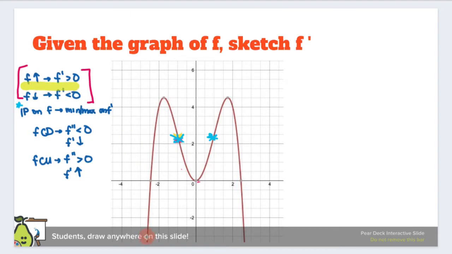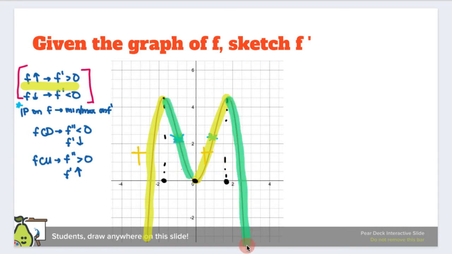I see that f is increasing from here to here, from here to here. So those are going to be positives on f prime. Positive, positive. My zeros on f prime, let's mark those. That's a 0, it's flat, and a 0 here. Now f prime is negative where f is decreasing. Negative, negative. And now it's just a game of connect the dots, remembering that at our inflection points, we are going to have mins and maxes on f prime.